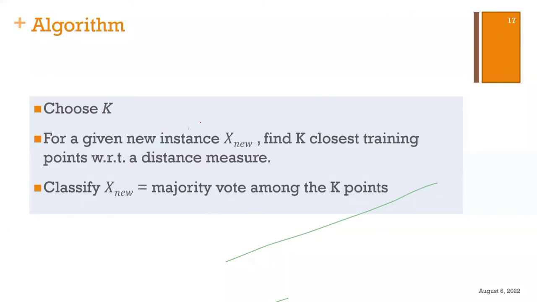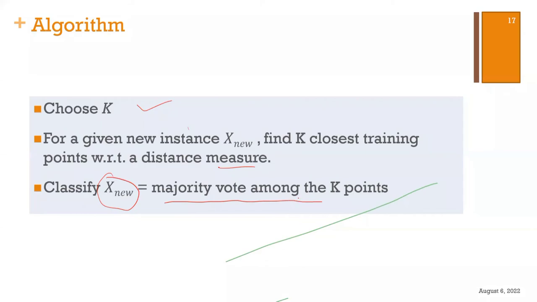Now, the algorithm works in this way. The first thing is to select the value of K. For a given new instance X new, you find the K closest training points with respect to the distance measure. Then you classify the new sample you don't know.